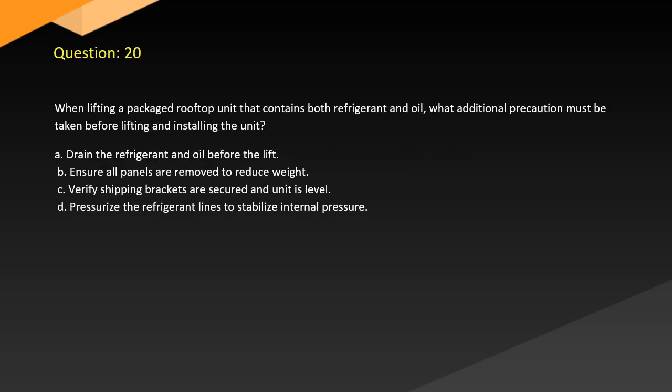Question 20. When lifting a packaged rooftop unit that contains both refrigerant and oil, what additional precaution must be taken before lifting and installing the unit? A. Drain the refrigerant and oil before the lift. B. Ensure all panels are removed to reduce weight. C. Verify shipping brackets are secured and unit is level. D. Pressurize the refrigerant lines to stabilize internal pressure.